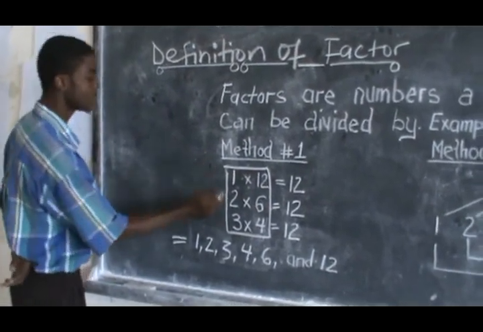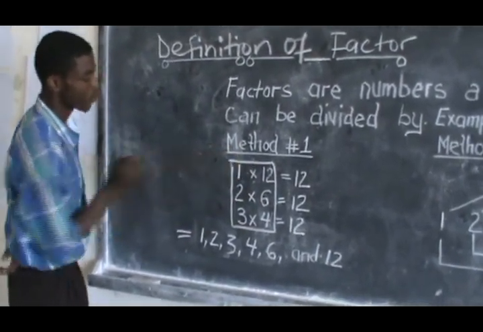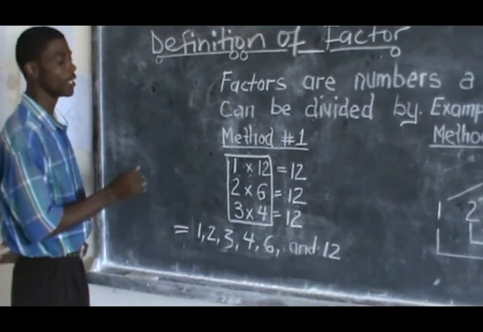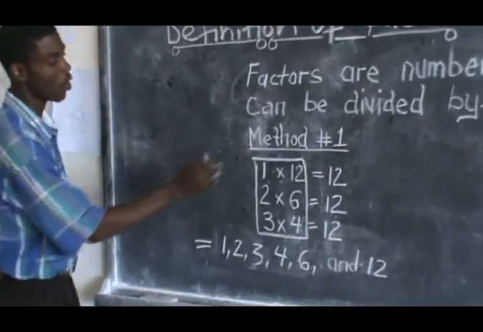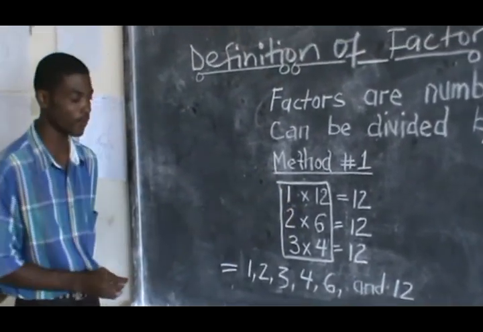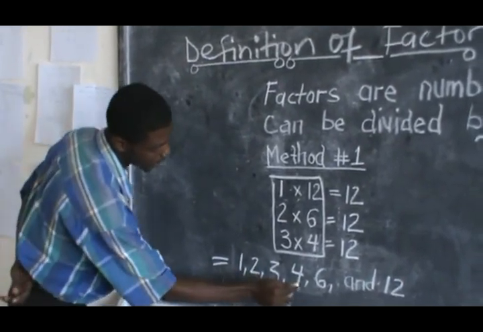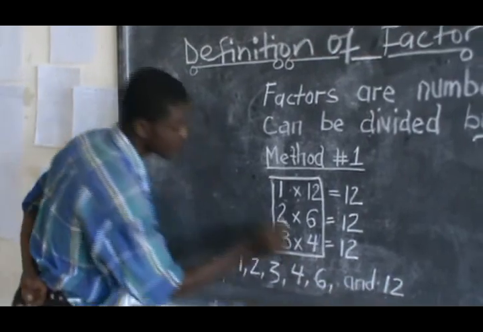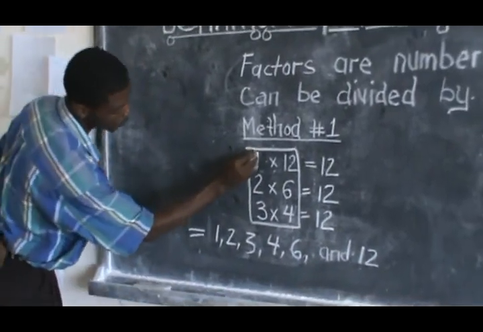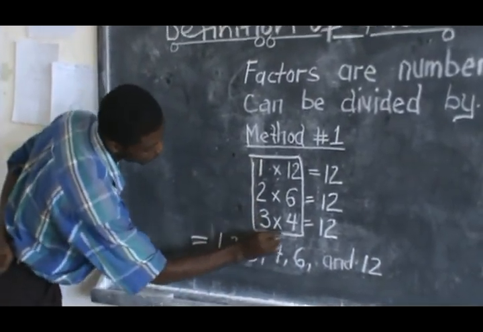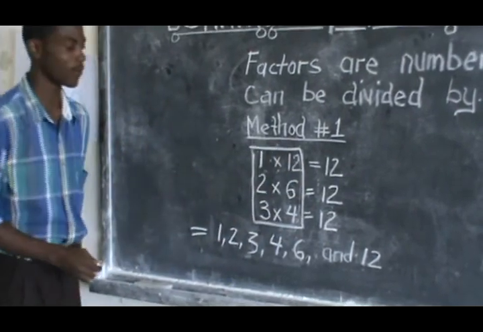So these numbers in this rectangle will be the factors of 12. All these numbers are the factors of 12. We have 1, we have 2, we have 3, we have 4, we have 6, and 12. These are the numbers that are here. 1, 2, 3, 4, 6, and 12.